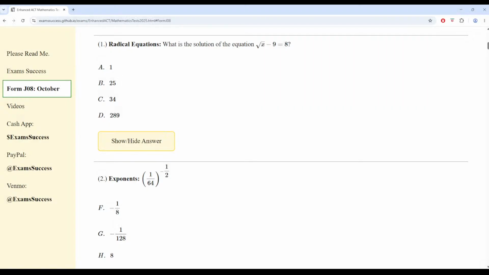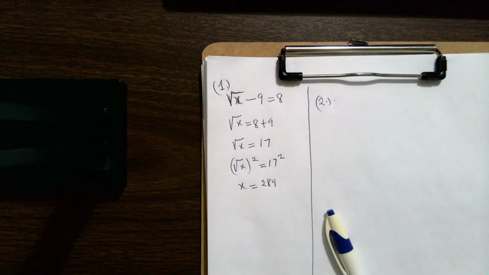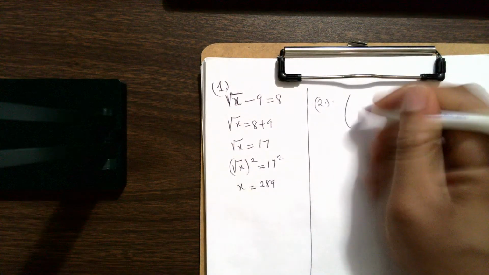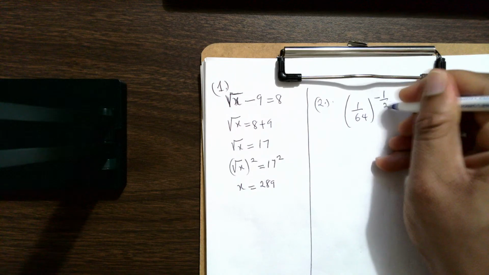Question 2 is on exponents. Find the value of the parenthesis 1 over 64, raised to the exponent negative 1/2. That is question 2. One over 64 raised to negative 1/2.